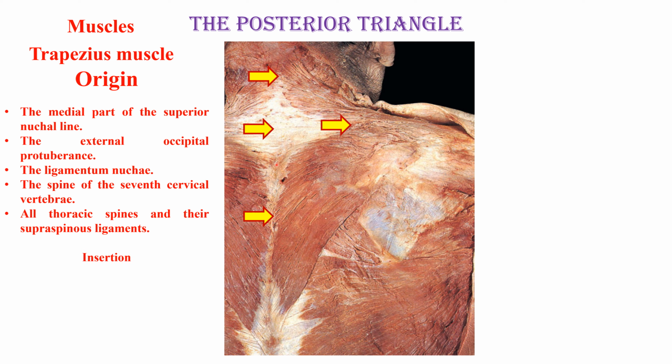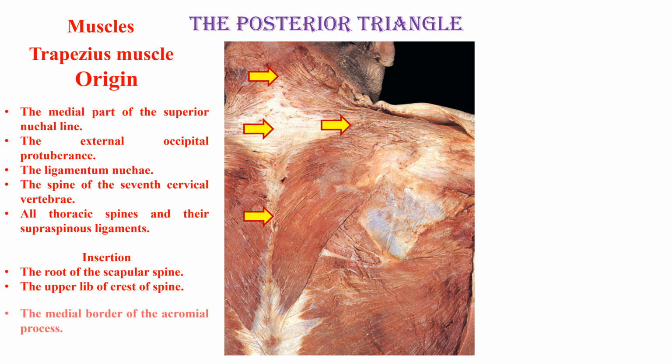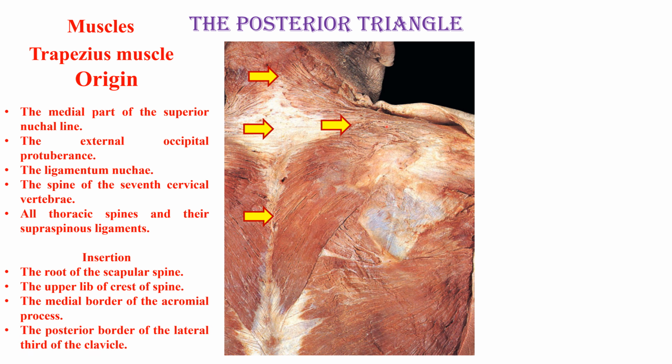That is the origin. The insertion of that muscle comes to the root of the scapula spine, to the upper lip of the crest of the spine of the scapula, and the medial border of the acromion, and then the posterior border of the lateral third of the clavicle over here.